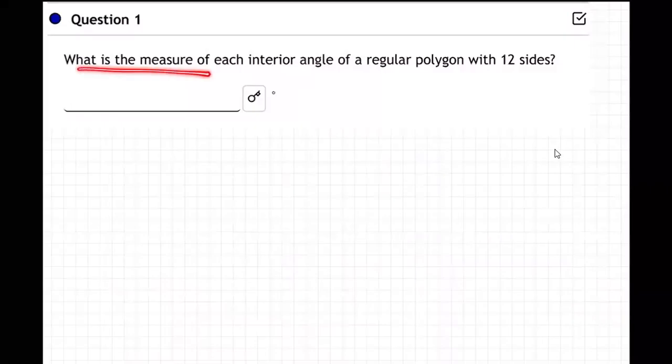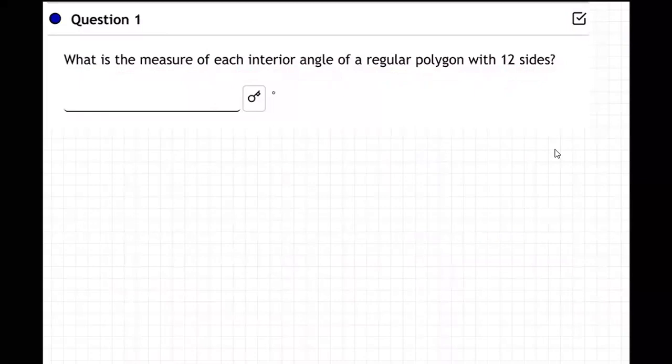Okay, so what is the measure of each interior angle of a regular polygon with 12 sides? How are we going to do that? A regular polygon with 12 sides.